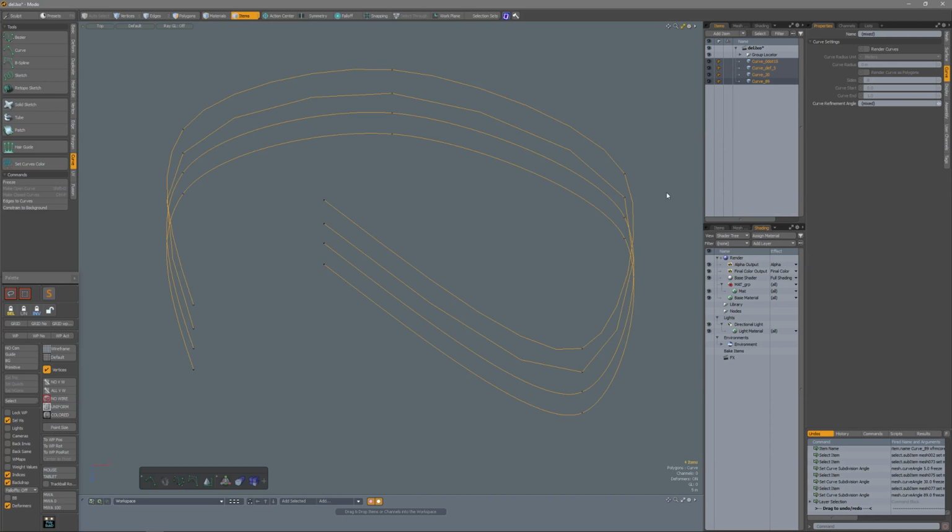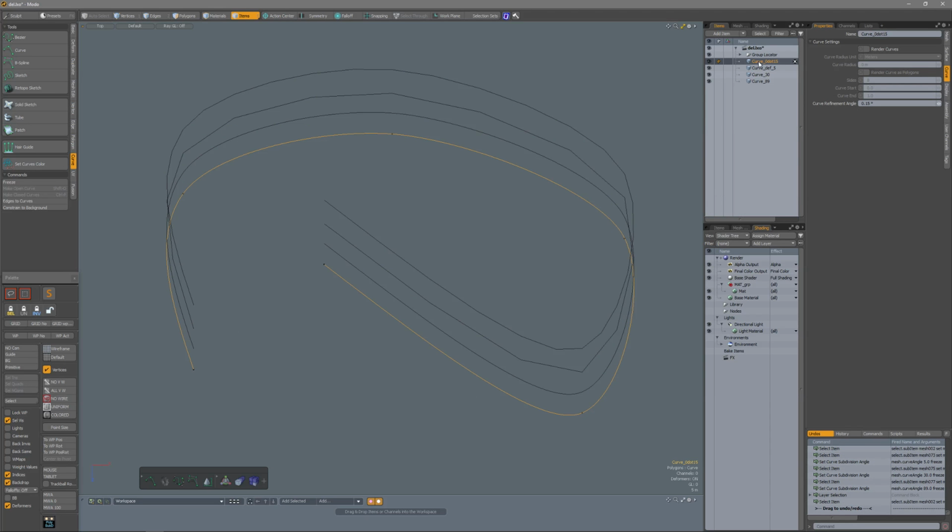This is a video about the curve refinement angle. So I have 4 identical curves, but each have a different curve refinement angle. They all have been selected in the item list. In the properties, you see curve refinement angle is mixed.